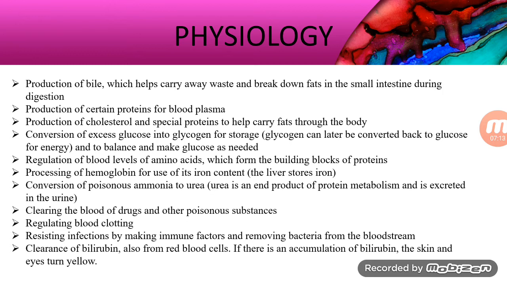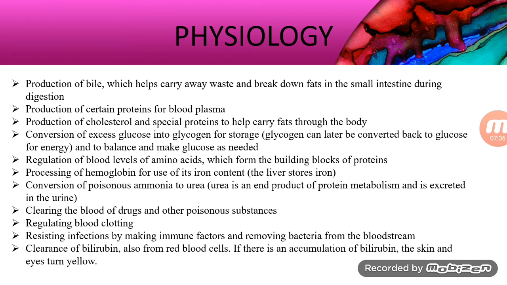So not only glucose, not only glycogen, iron is also stored by the liver. Okay, so iron storage is also done by the liver. This is also one of the important functions of the liver. Then conversion of poisonous ammonia to urea.